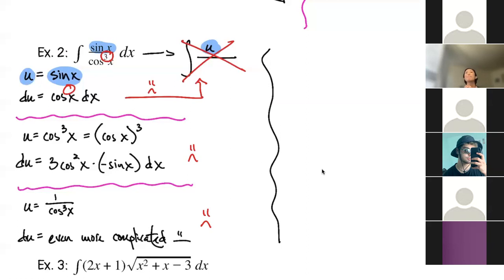What do you mean by that? Okay. So let me rewrite the question again, just so we have a clean example to write with. So sine x over, and I'm going to go ahead and write this as cosine x cubed dx. Okay.